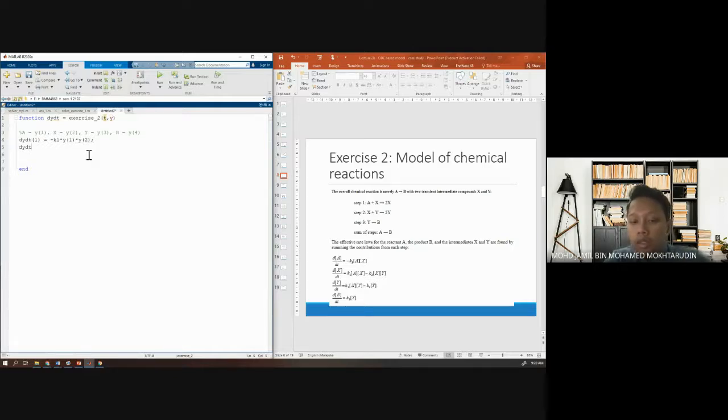The second one, dy dt number 2, which is dx dt, is K1 A times X minus K2 X times Y. Okay, and then the third one is dY dt. So big Y is y number 3. So K2 times X times Y minus K3 times Y. And lastly, dB dt is dy dt number 4 is K3 times Y.